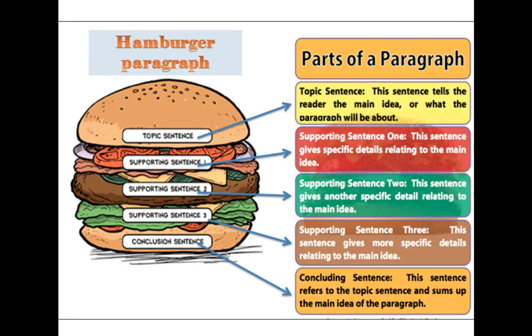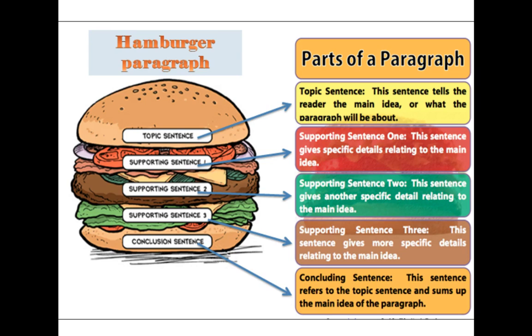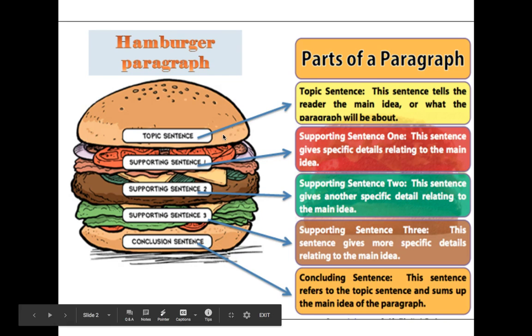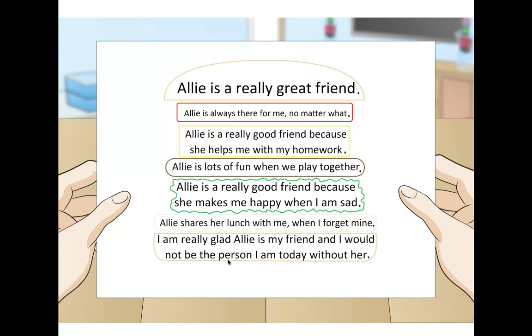In the very last section of our organizer is that conclusion sentence. It's the bottom piece of our bun. The conclusion sentence refers to that topic sentence and sums up the main idea. It's our wrap-up sentence, which is really important because that's how our reader knows our writing is finished. So we need to make sure that when we're writing a paragraph, we have a topic sentence, at least 3 details, and that conclusion sentence, all starting with capital letters and all having end punctuation.